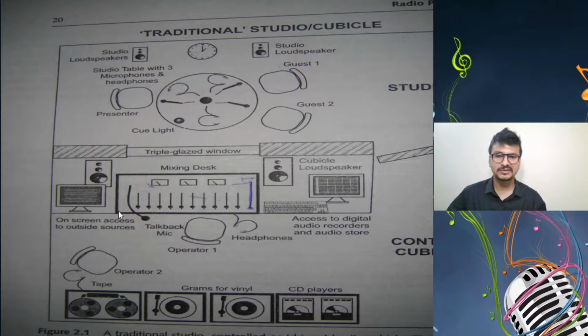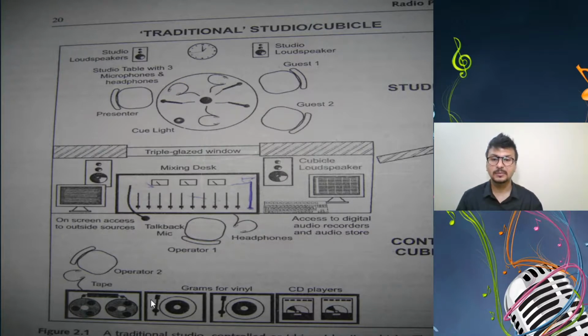Then there's a mixing desk on the table. Then the chair operator, the producer, who is operating the switcher. There's a talkback on the mixing desk, headphones, and on-screen access to outside sources, for example if you're using some extra things on the internet, you are accessing those things and getting the output on the screen, and you are ingesting the audio from the mixing desks. There is a cubicle loudspeaker, again to access the digital audio recorders and audio stores. You can access these things.